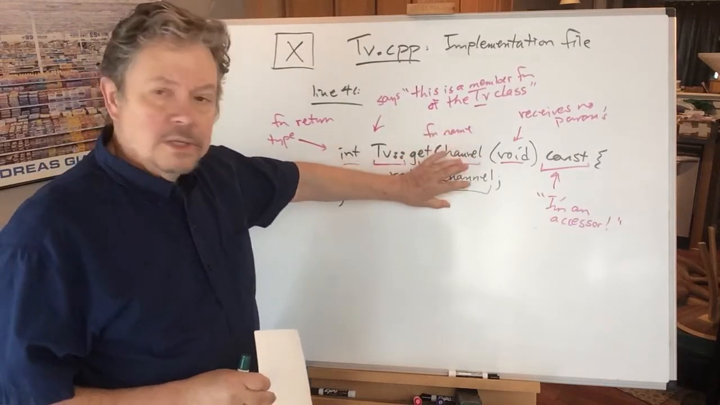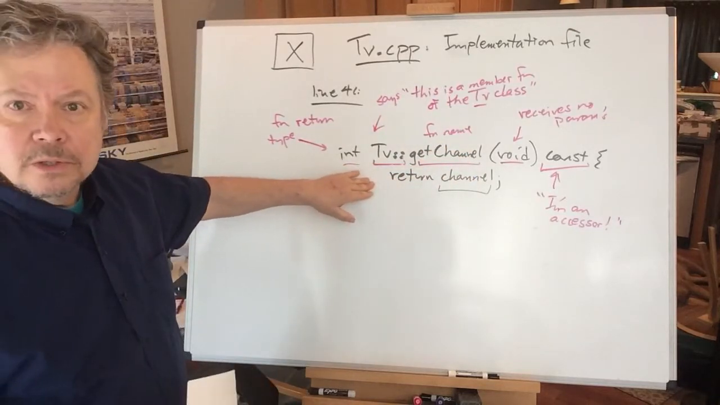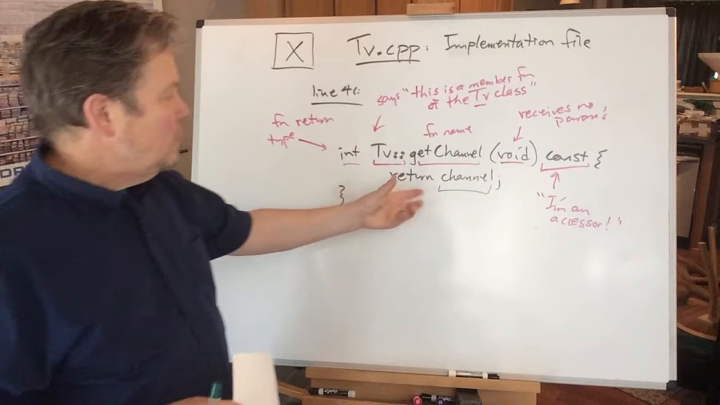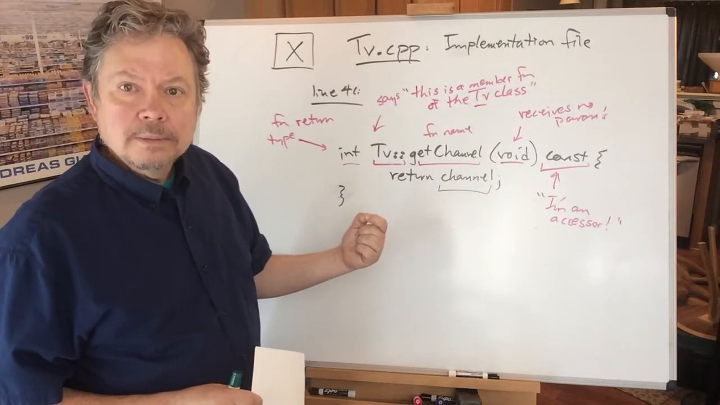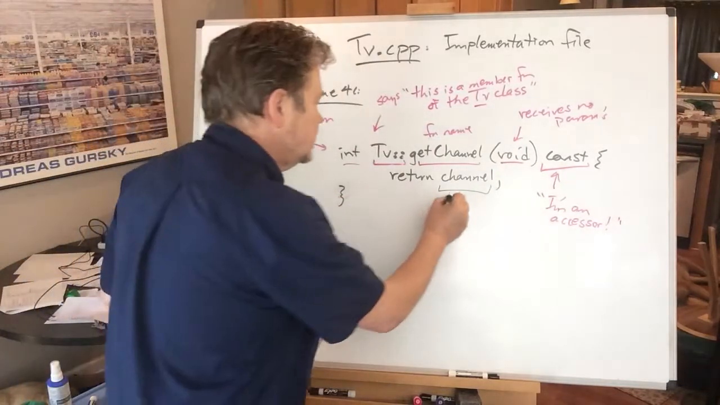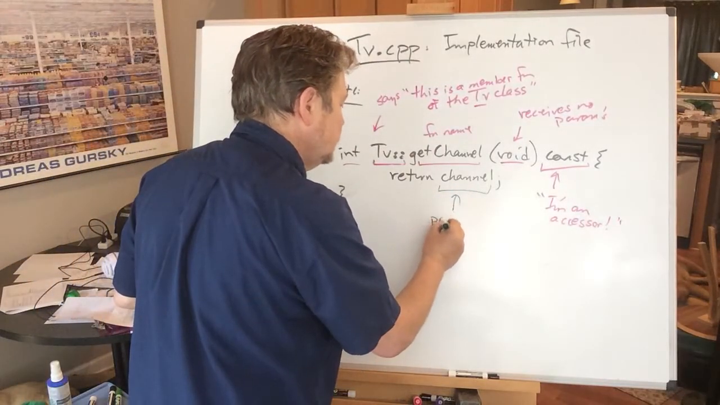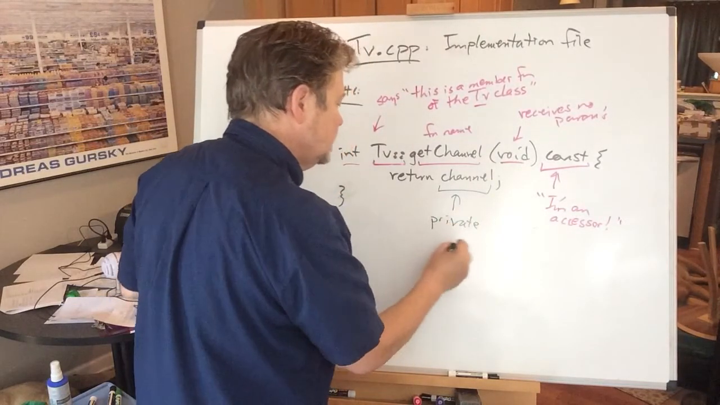Even though the variable itself is invisible to the main program, it's not invisible to this function since it's a member function. And if it wants to grab the current value out of channel, 9 perhaps, and send the 9 back to the main program, then it can do that. This is a private variable. If you don't believe me, look back at the header file. You'll see a variable called channel inside the private section.